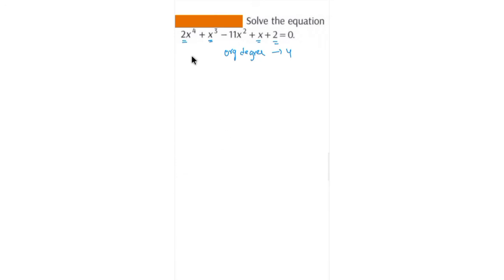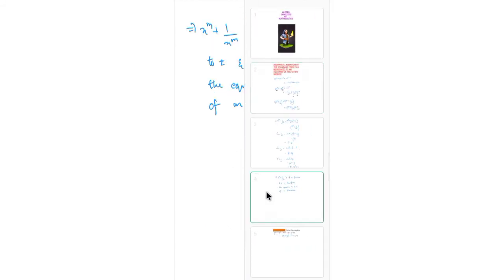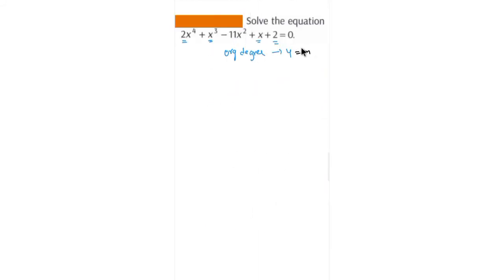It's the same thing, just divide by x square on both sides, because 2m is 4 here, so m is nothing but 2. So just divide by x square on both sides. So it becomes 2x square plus 2 by x square, minus 11, plus x plus 1 by x, is equal to 0.